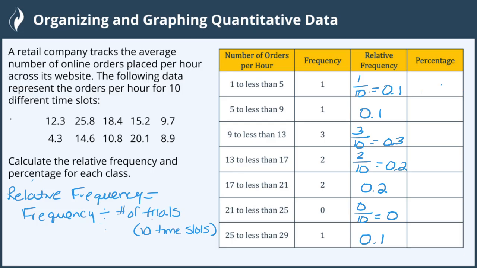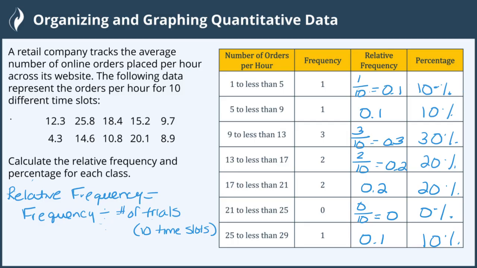Now to convert these relative frequencies to percentages, we're going to multiply each of the relative frequencies by 100 or move the decimal to the right 2 places. So this is 10%, 10%, 30%, 20%, 20%, 0%, and 10%.